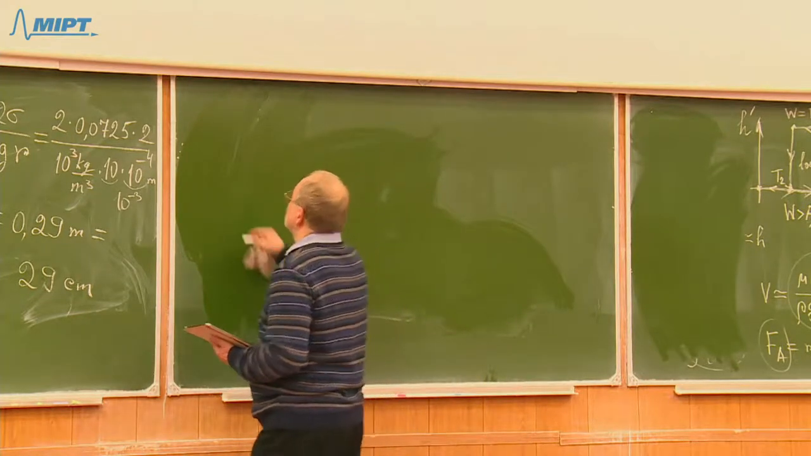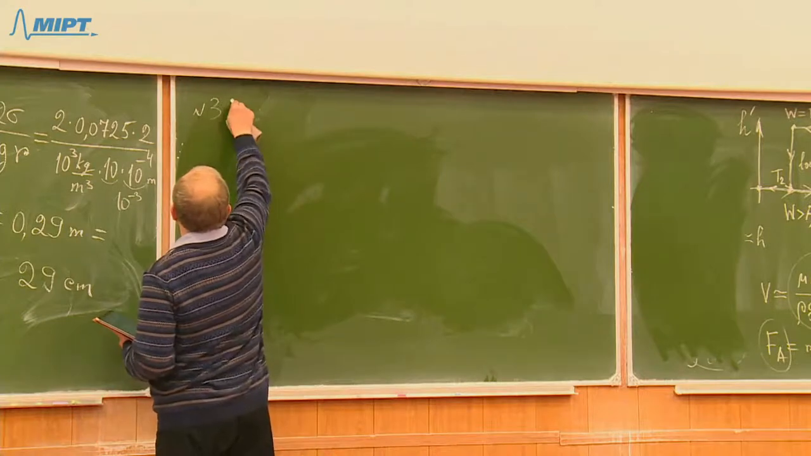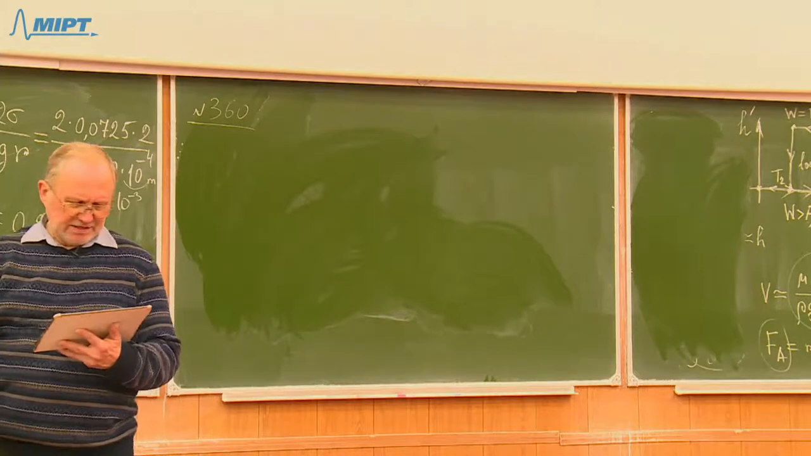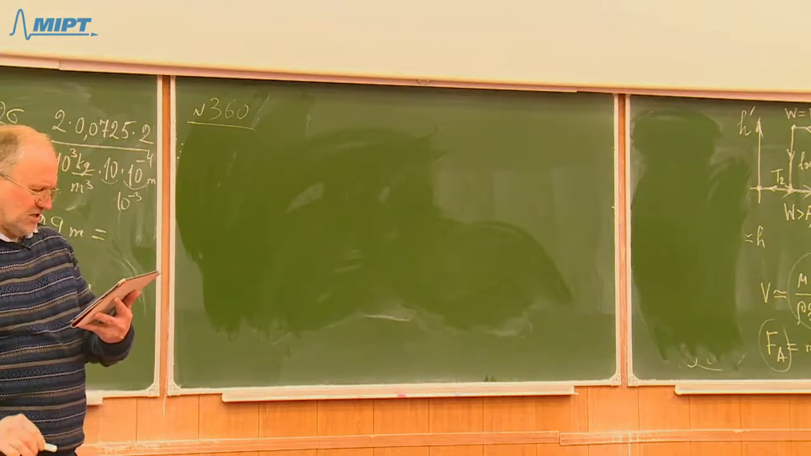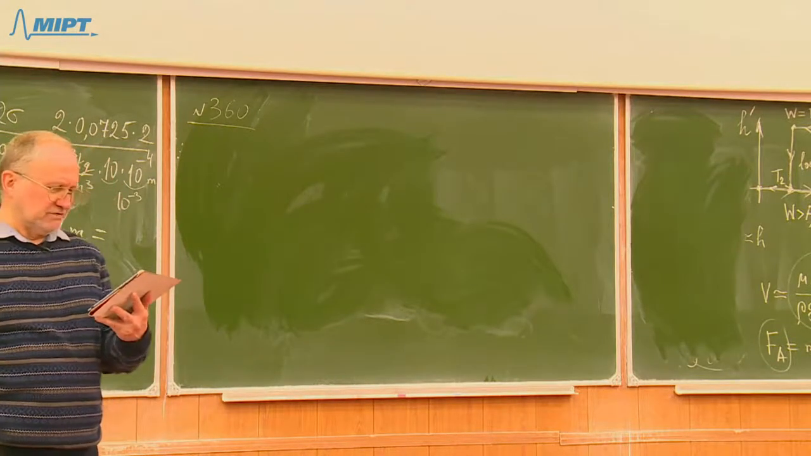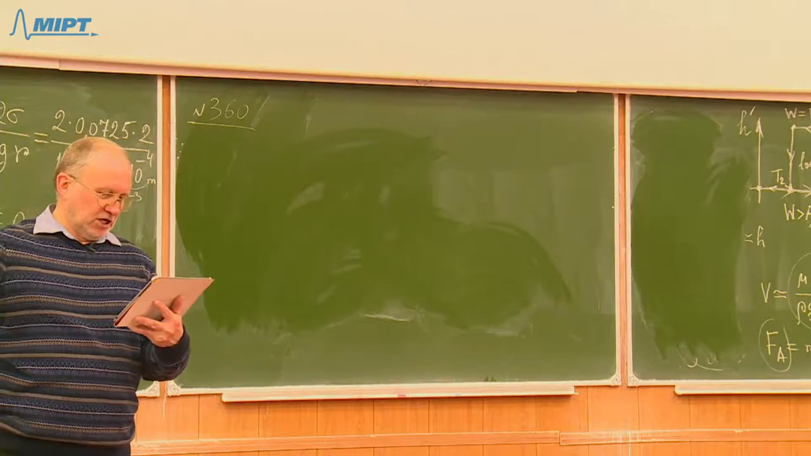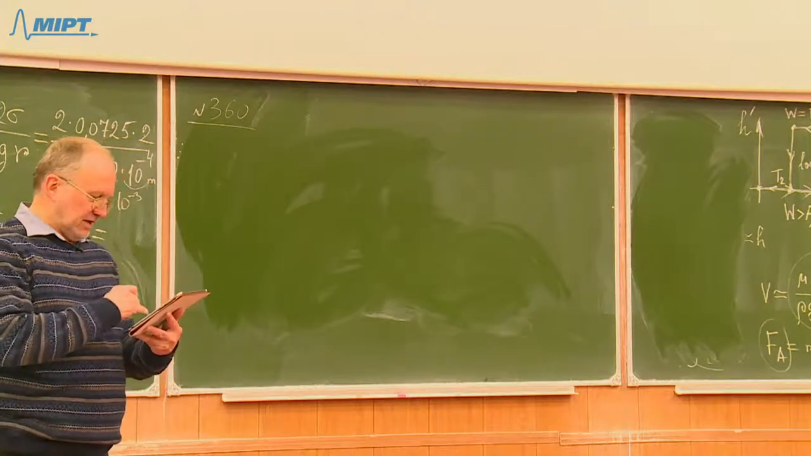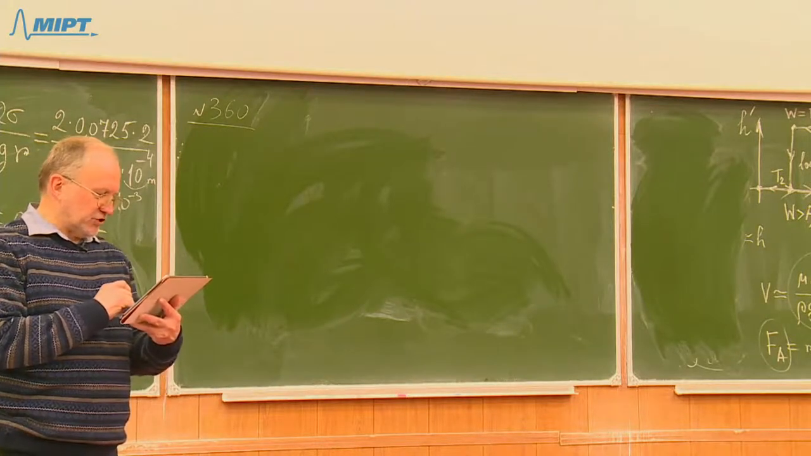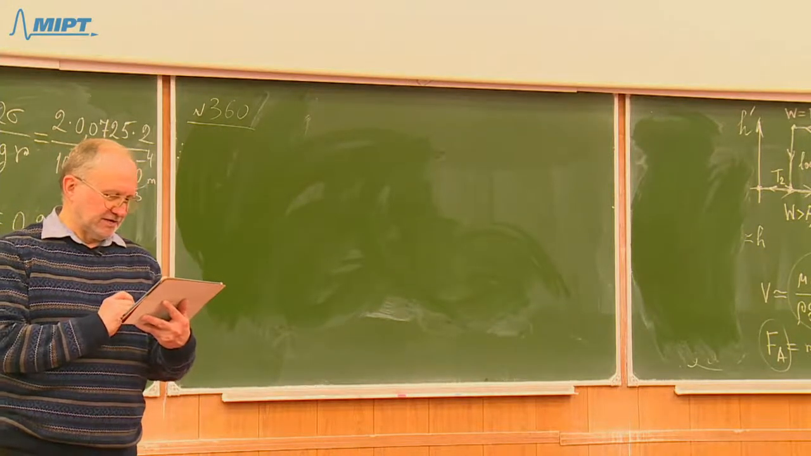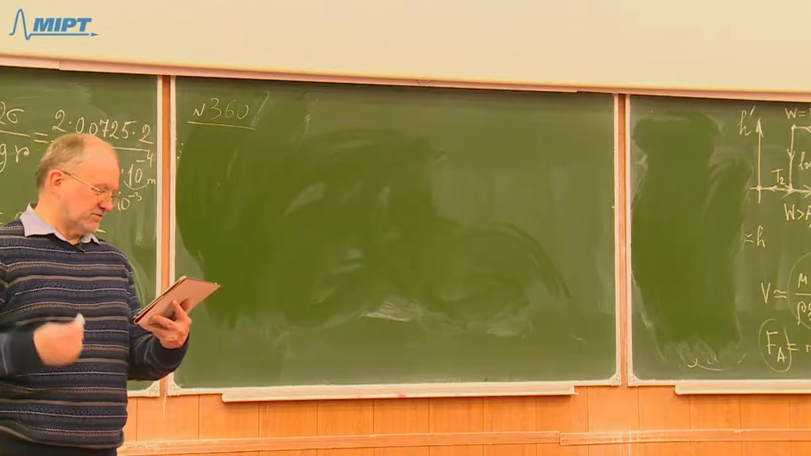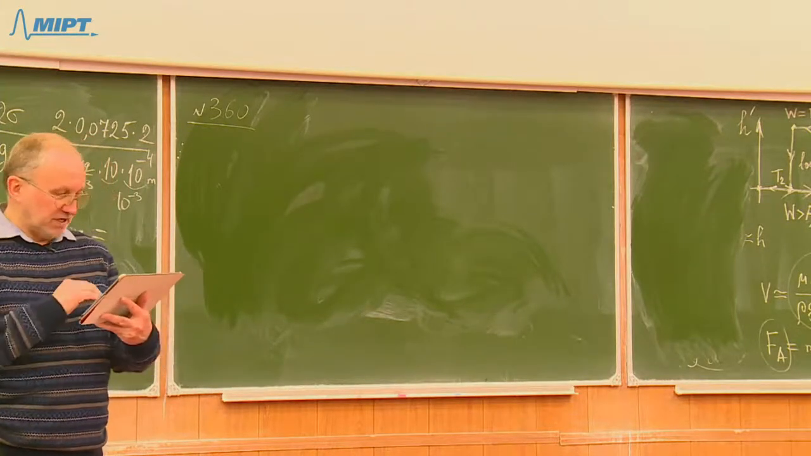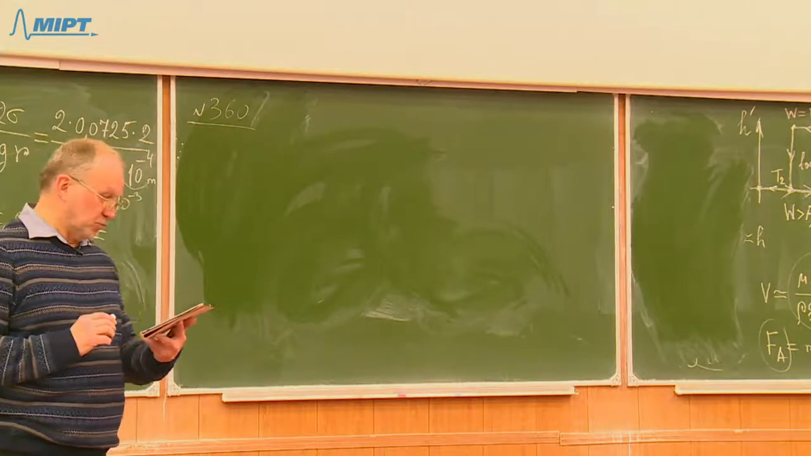Next will be 360. It says, water rises to a height h in a capillary tube lowered vertically into water to a depth l. The lower end of the tube is closed, and the tube is then taken out of the water and opened again. Determine the length of the water column remaining in the tube.